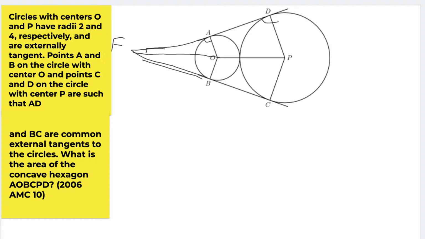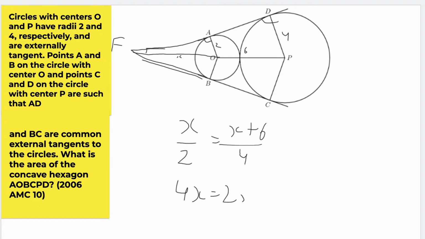So we know DP is 4. What is AO? 2. Now what is PO? It's just 4 plus 2, 6. Now using that information, let's pretend FO is just x. That means the ratio of x over 2, the hypotenuse over the base, is the same as the entire hypotenuse, which is x plus 6 over 4. Now we solve this equation, and we get 4x equals 2 times x plus 6, which is 2x plus 12. Subtract 2x from both sides, and you get 2x equals 12, and x equals 6.